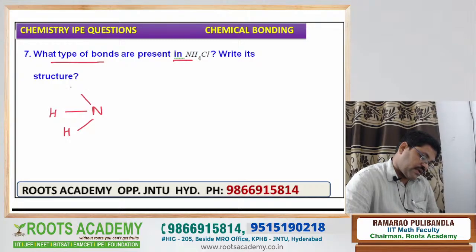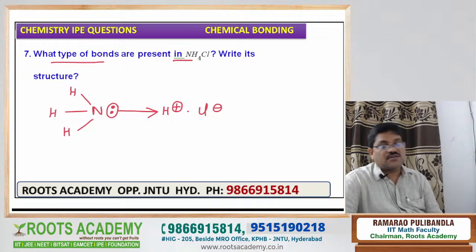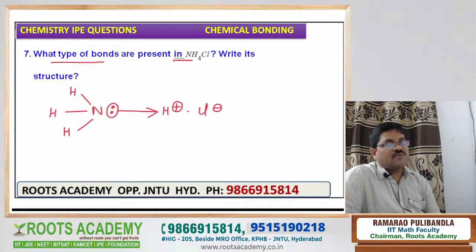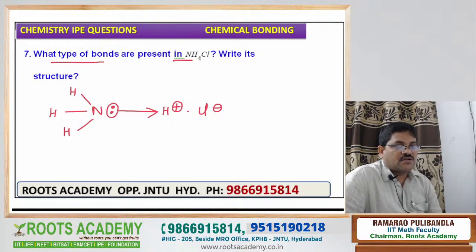So this is what? NH3 has a lone pair. The lone pair forms a what? Dative bond with H plus, Cl minus. So this is the structure of what, students? Simple structure, students. The lone pair of nitrogen forms a what? Dative bond with H plus, Cl minus.